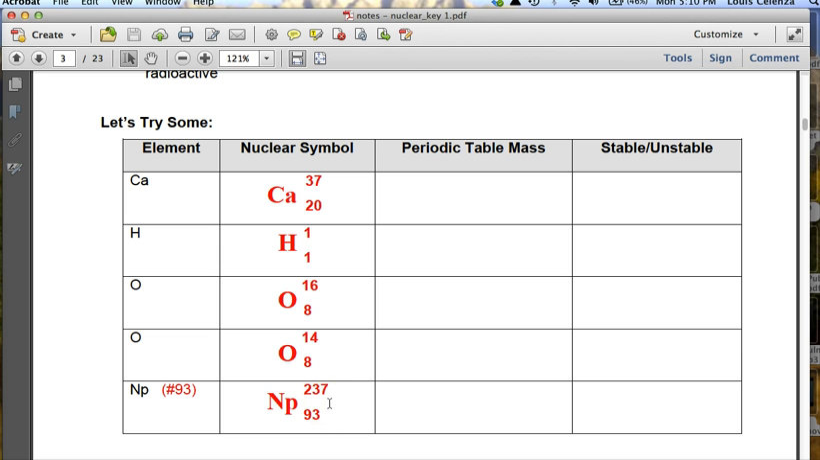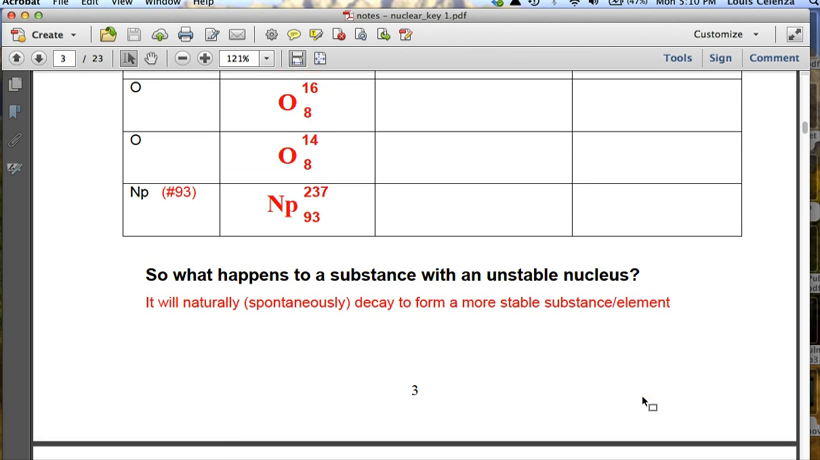And I believe, let me check my periodic table quickly, that for 93, neptunium, 237 is the mass that's on the periodic table. But remember, this is atomic number above 83, so this is going to be naturally radioactive. So the mass is 237, but this is going to be unstable because it is above atomic number 83.